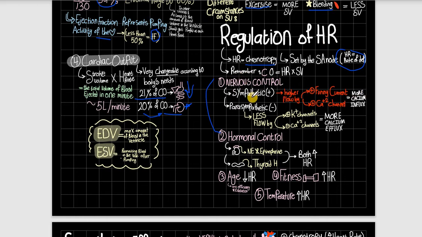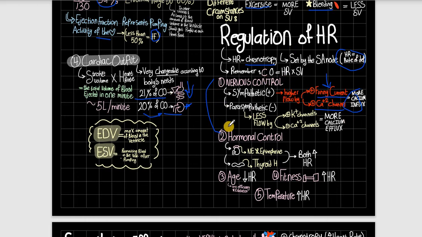The sympathetic nervous system is going to increase the heart rate by increasing the funny current and increasing the calcium channels. Now, increasing the funny current means increasing the firing of the SA node, then more calcium influx, and by increasing the calcium channel activity, this also equals more calcium influx. More calcium equals higher firing equals a higher heart rate.